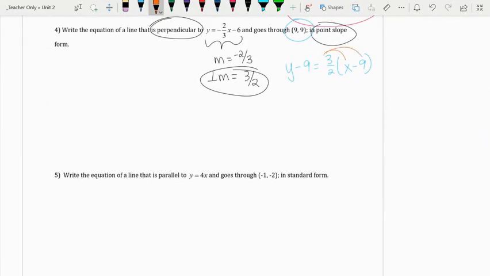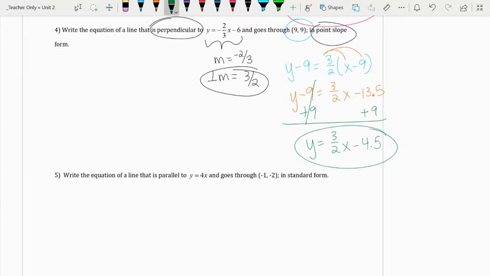Distribute the 3 halves. We get y minus 9 equals 3 halves x, and that would be 27 over 2, which I'm going to put as a decimal. 27 over 2 is 13 and a half. I just don't want that big of a fraction, because now I'm going to add 9 to it. Y equals 3 halves x, and that gives me negative 4.5. So you could have kept it as a fraction, that would just be negative 9 over 2.